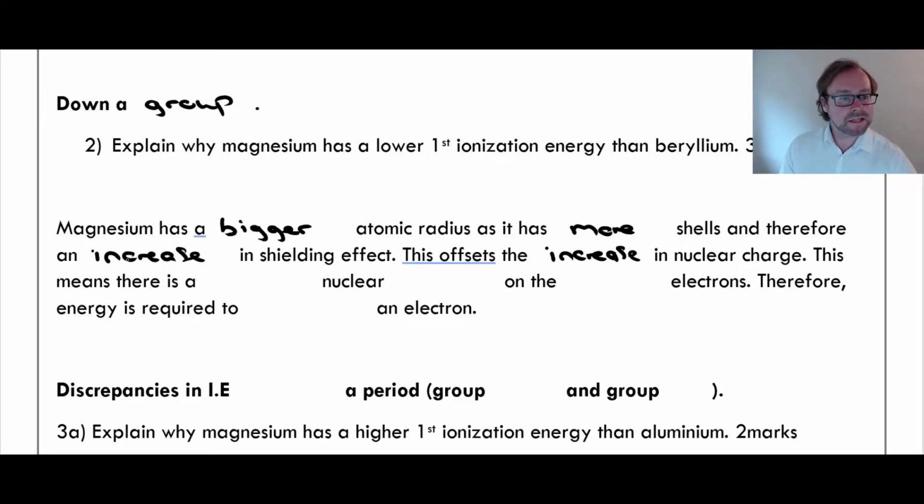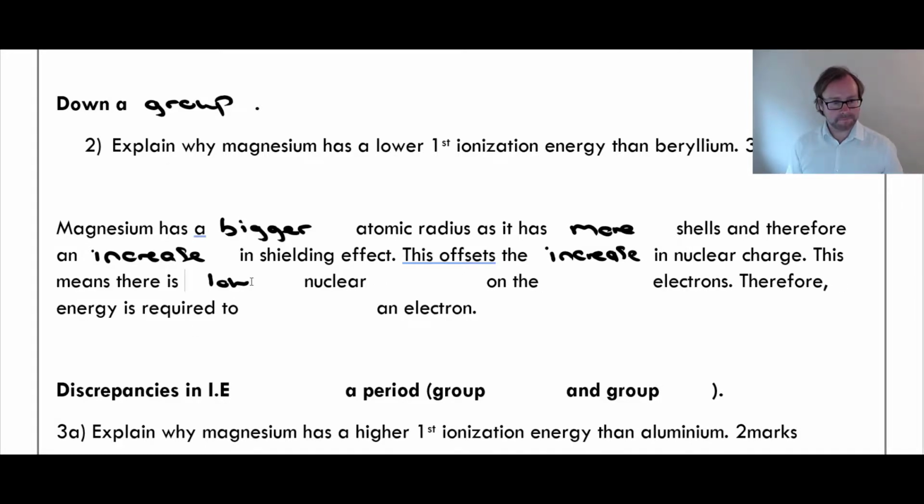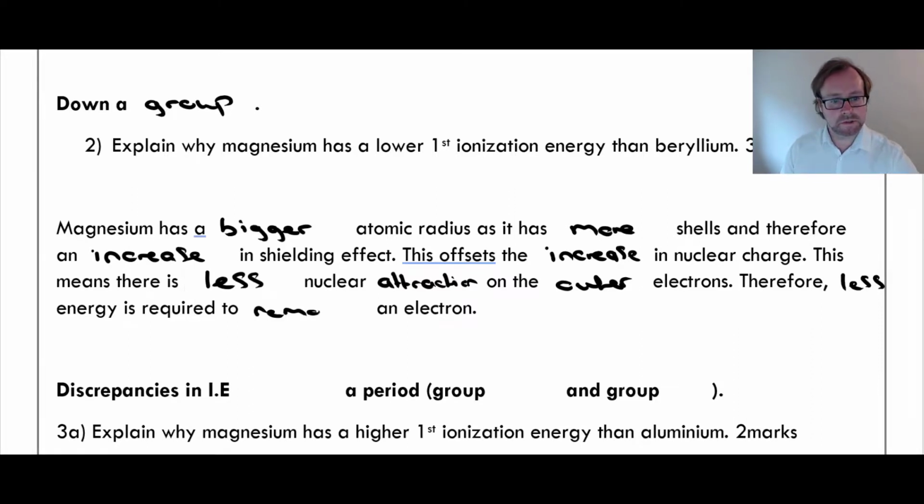This means there is, let's change that, there is less, it's probably a better way to say it. So there is less nuclear attraction on the outer electrons, therefore less energy is required to remove an electron.